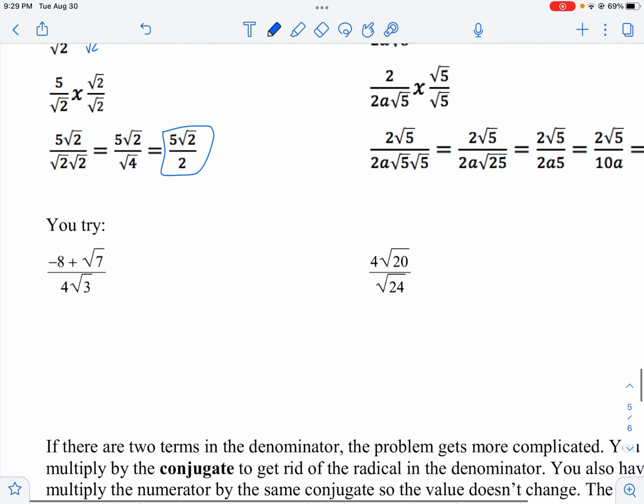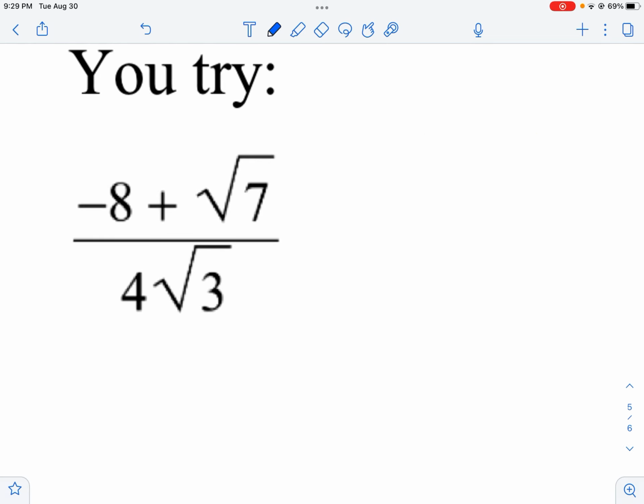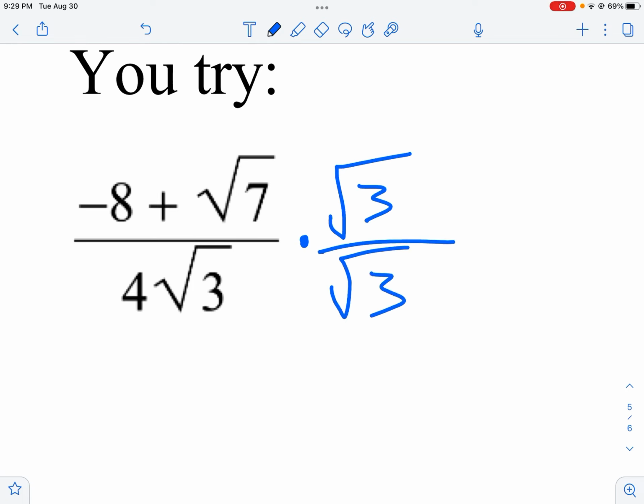And so we're going to try this out on your paper. So we got this problem here. In the denominator, we got root 3. And so we're going to times by 1. But this one's going to look a little different. It's going to be the square root of 3 over the square root of 3.